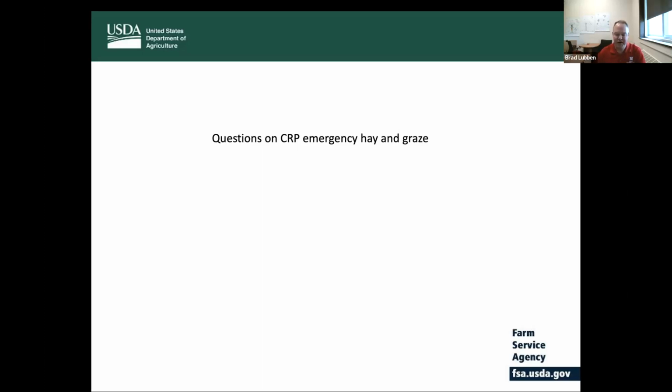Under managed haying and grazing, they take a payment reduction, to my knowledge, right? Yes. If they're in a managed haying and grazing practice, but then emergency applies, does the payment reduction still apply?